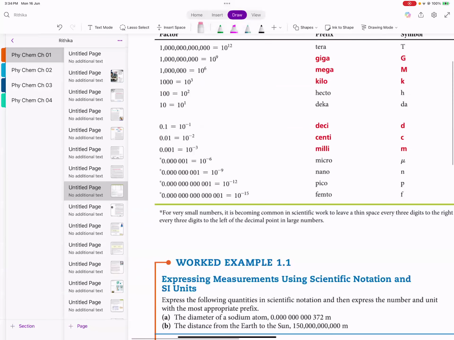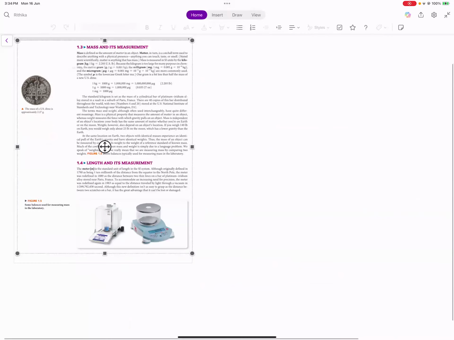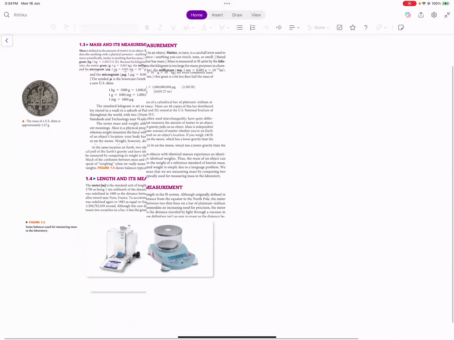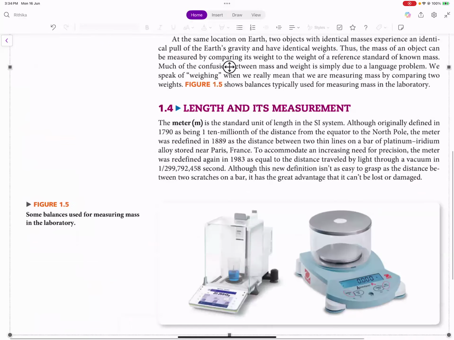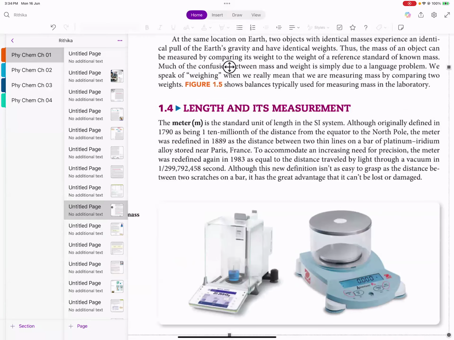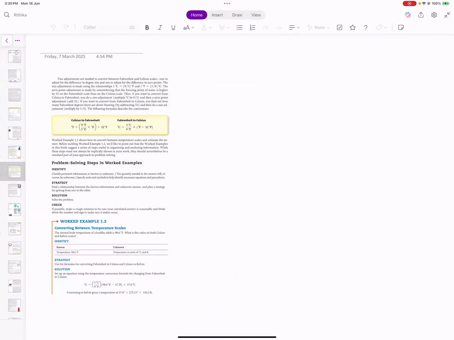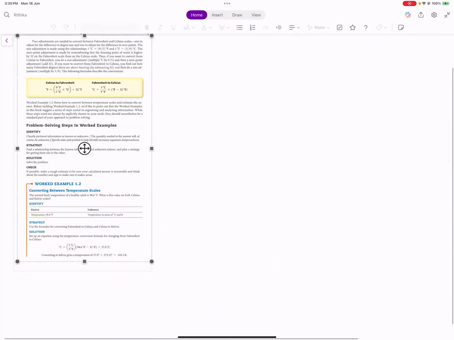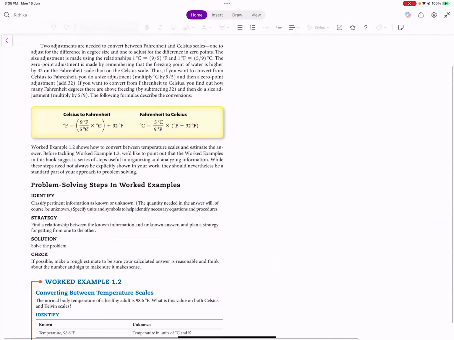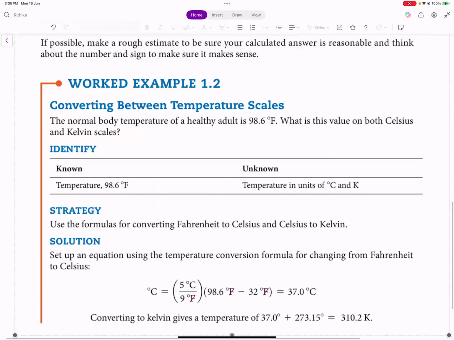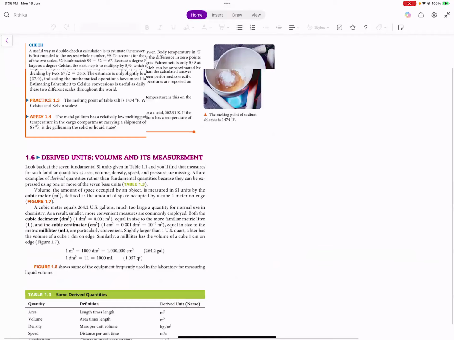Then they have discussed all this mass measurement. How do we measure? How do we define length? What is the definition of the meter and so on and so forth. Then there's the temperature. They have all the scales we have. And this is how you convert temperature from one scale to another. This is something which we study in class 9 and class 10.